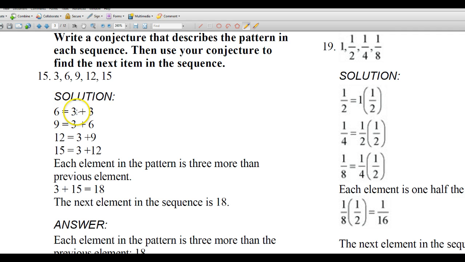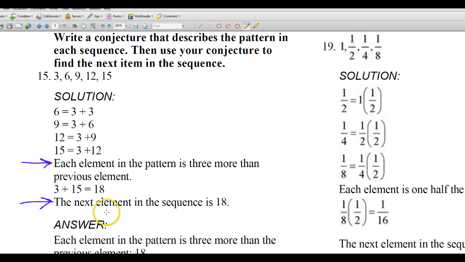So if we take 3 plus 3, we get 6. 3 plus 6, we get 9. 3 plus 9, we get 12. 3 plus 12, we get 15. So our conjecture would be each element in the pattern is 3 more than the previous element.